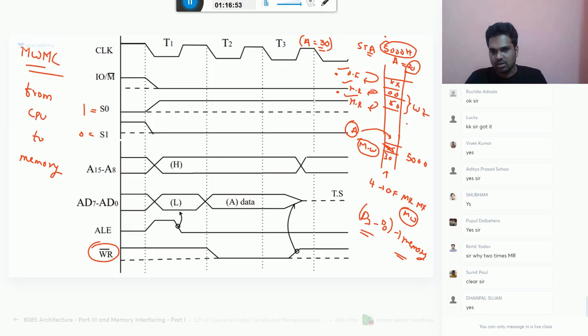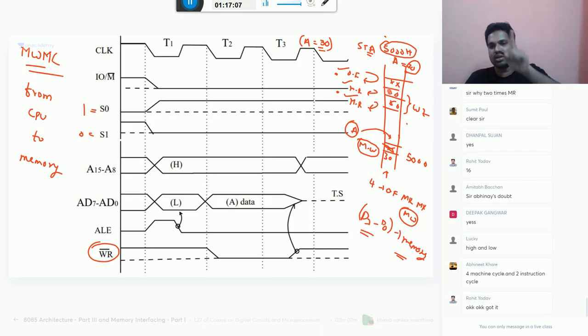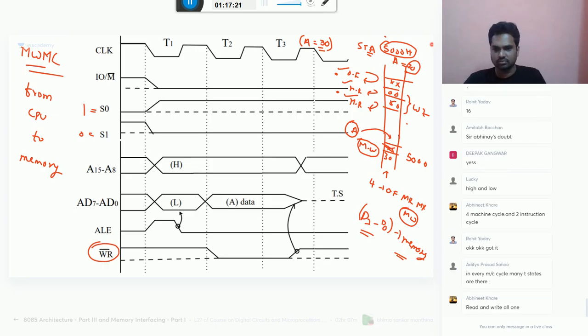You need to read 5000. 5000 cannot be read at once. 5000 is 16 bit. You can read only 8 bit at a time. So 00 is to be read and 50 is to be read. No, only one instruction. Completely one instruction, which is containing subsets. How many? 4. Yes, correct. So shall we move further?